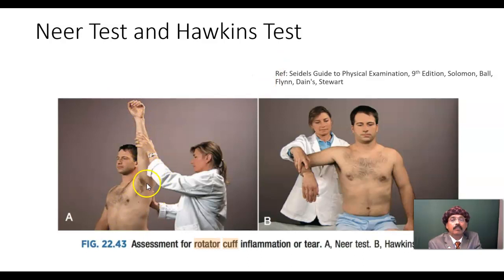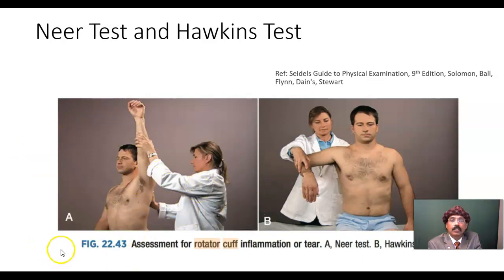Suppose in the Neer Test, we can flex the person's shoulder around 150 degrees. Then you can rotate it medially. You can press on the shoulder joint. In the Hawkins Test, we make 90 degree abduction and 90 degree flexion. Then we can rotate the arm medially, or we may rotate the arm laterally. If the patient has pain there, then this test is positive. We have some modifications of the Neer Test and Hawkins Test, but these are described nicely.